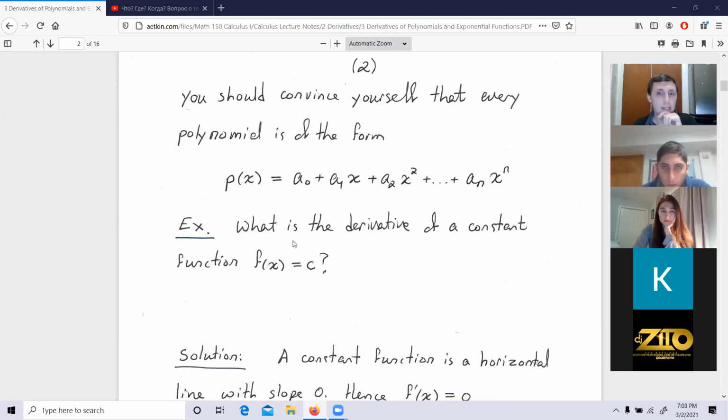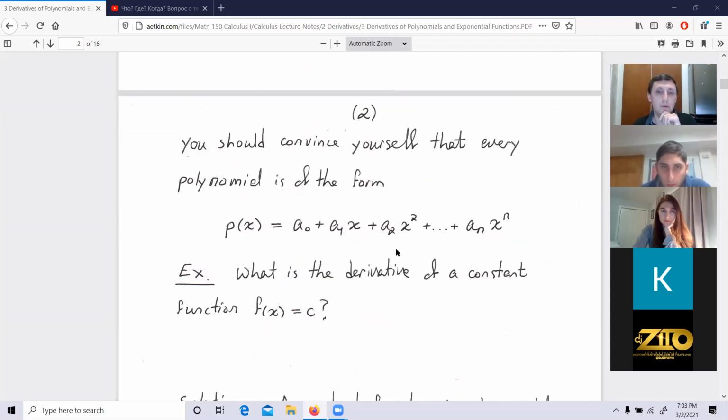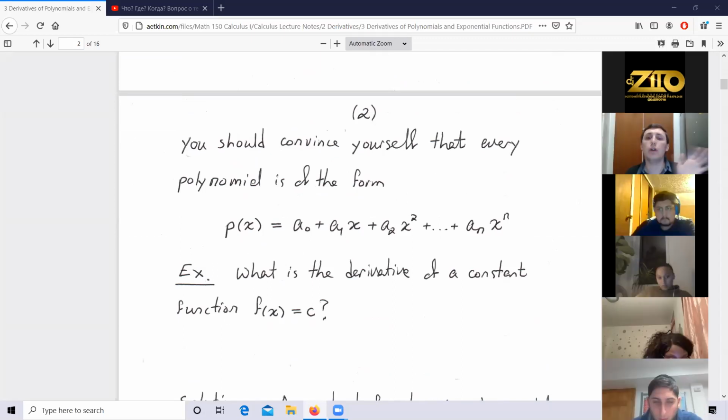What is the derivative of f of x equal to c, please? What's the derivative without any calculations?